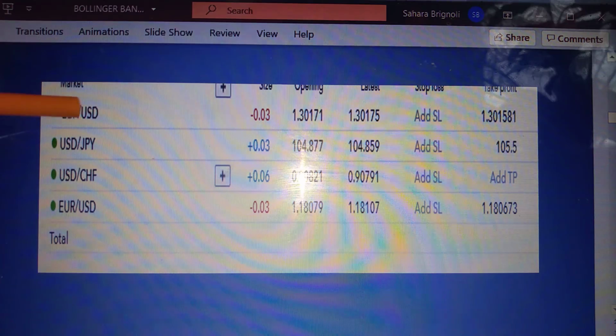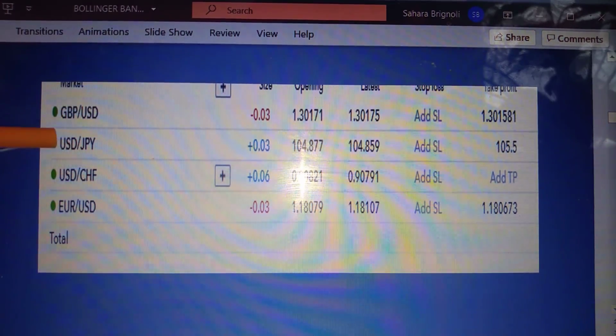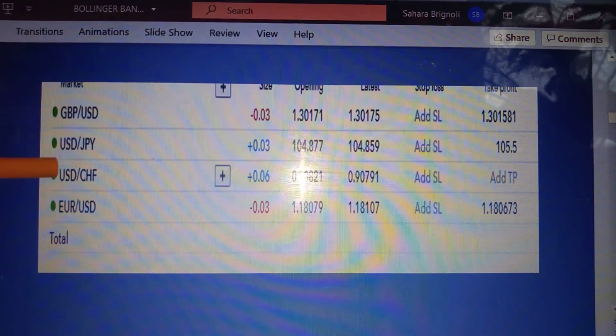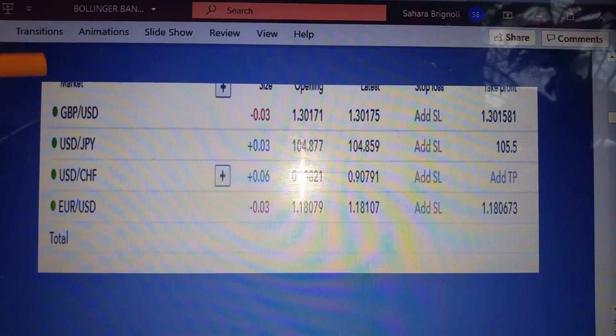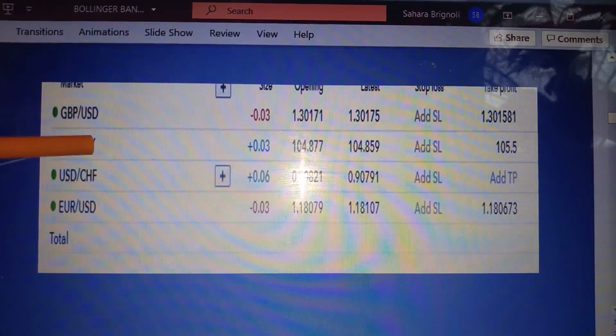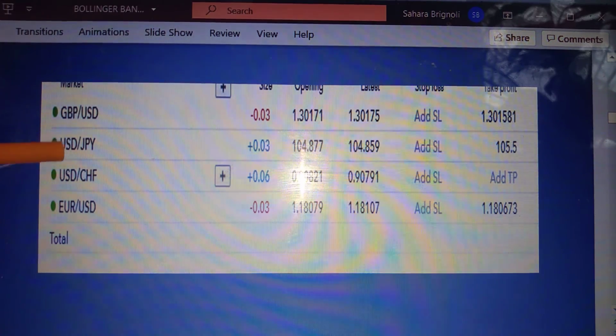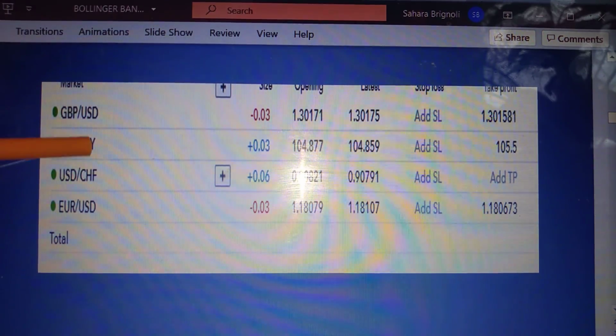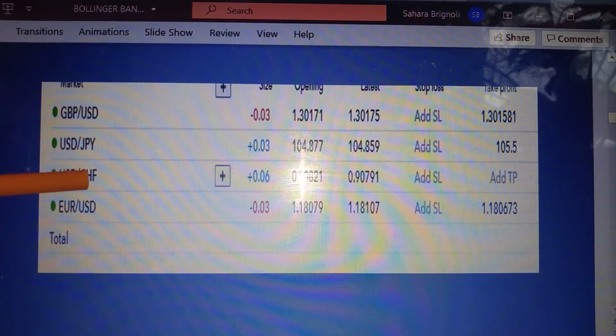The United States is on the back end of this pair. This is on the front end. This is on the front end. That means if the dollar is going up, this is going to go up, and the yen is going to go down.